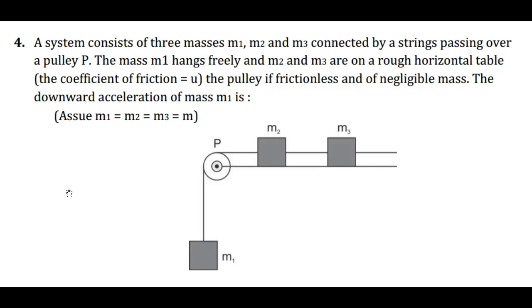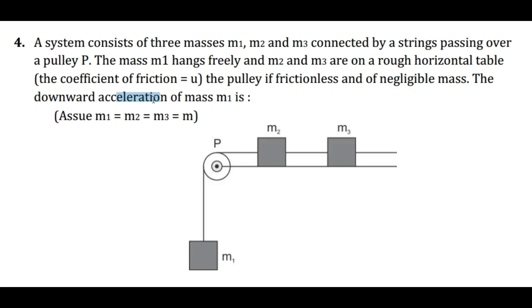Moving on, we have a system consisting of 3 masses m1, m2, m3 connected by strings passing over the pulley P. This is the pulley P. Mass m1 hangs down freely and masses m2 and m3 are on a rough horizontal table. This means this table has friction. The coefficient of friction is assumed as mu. The pulley is frictionless and of negligible mass. As I told you earlier, the pulley should be massless.